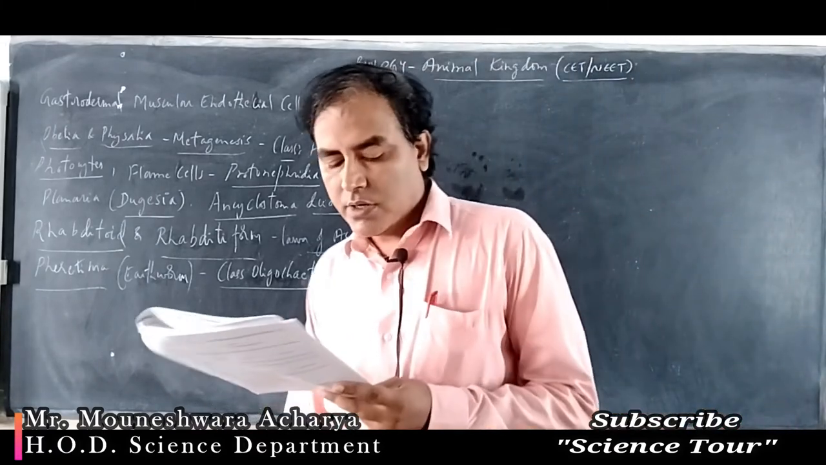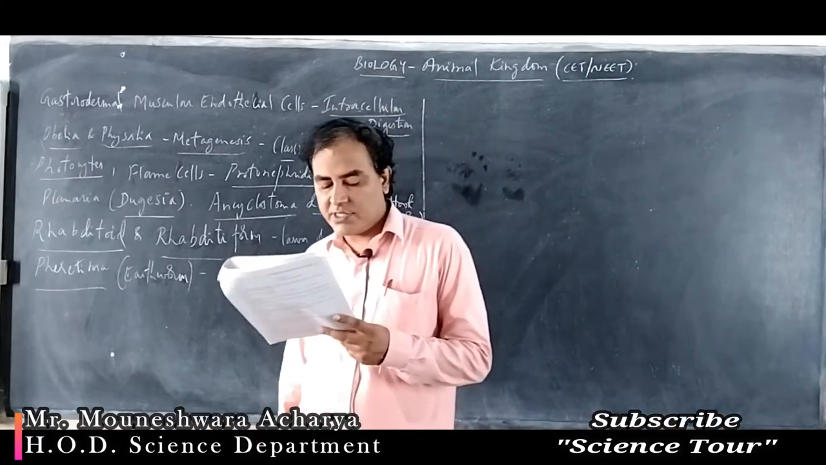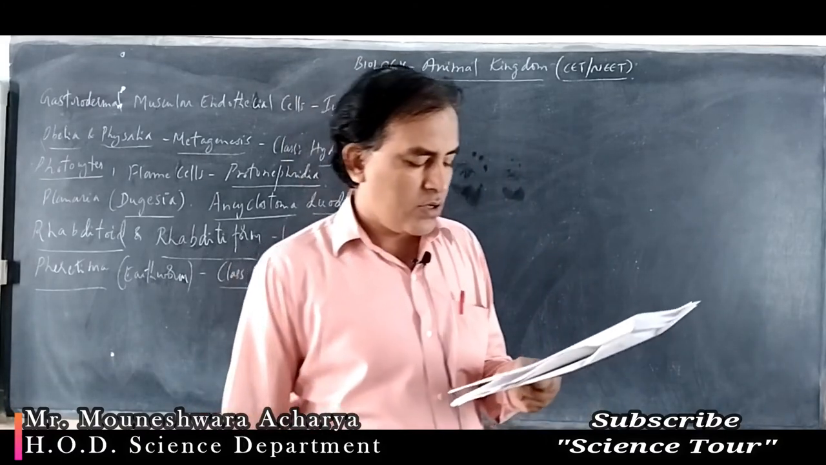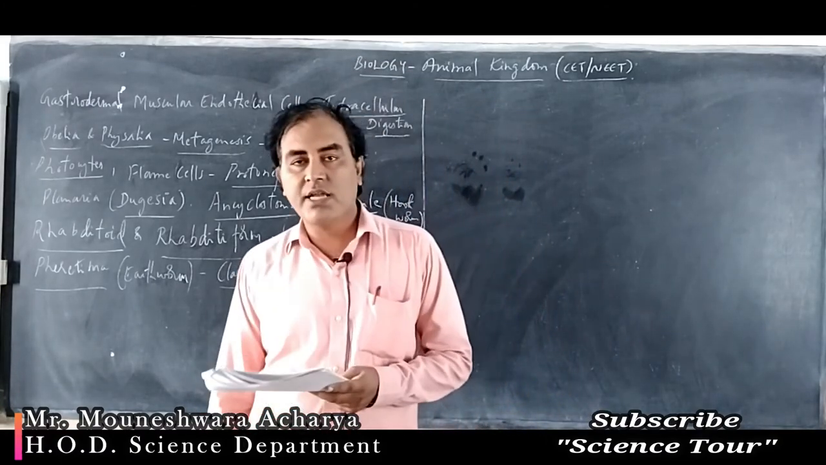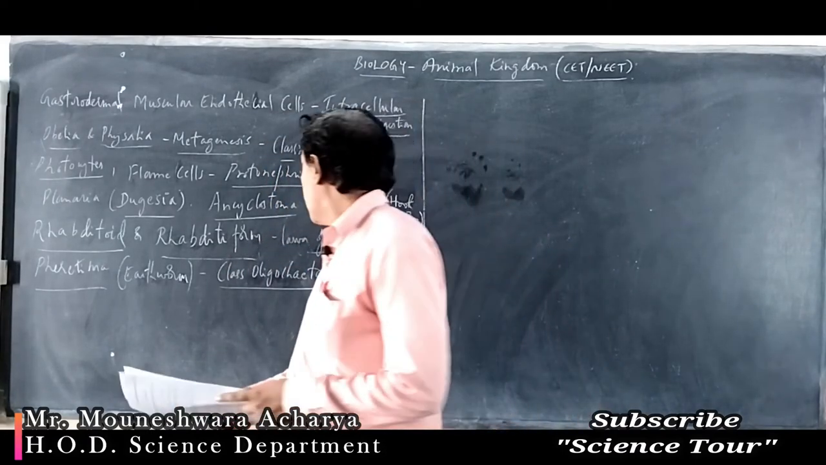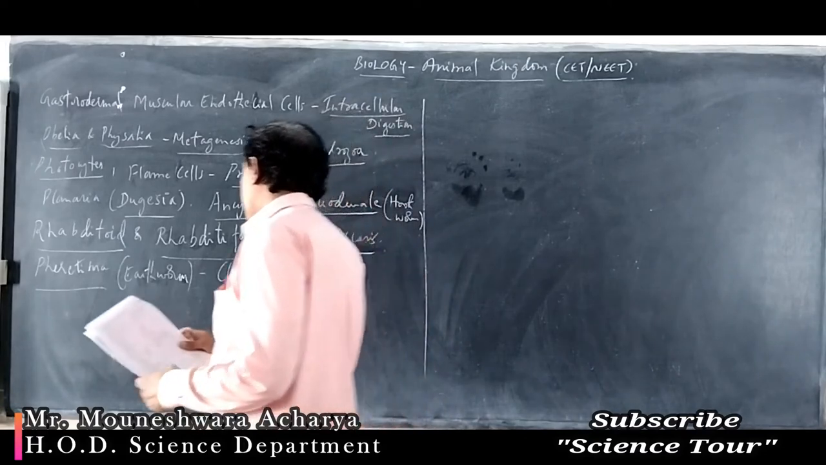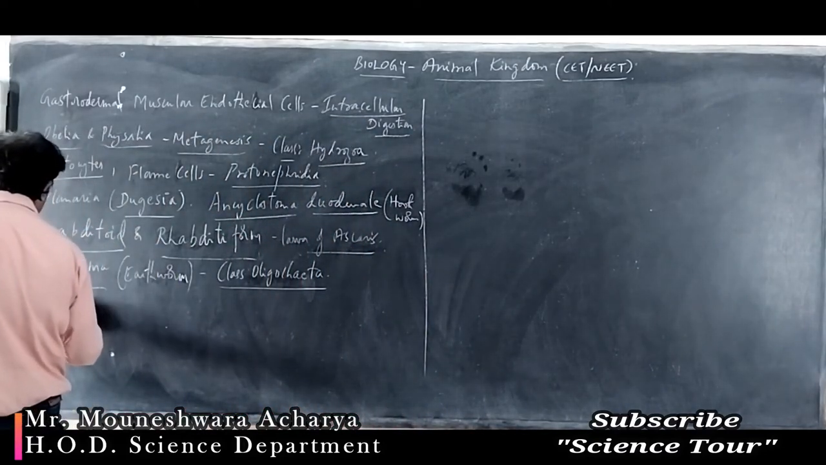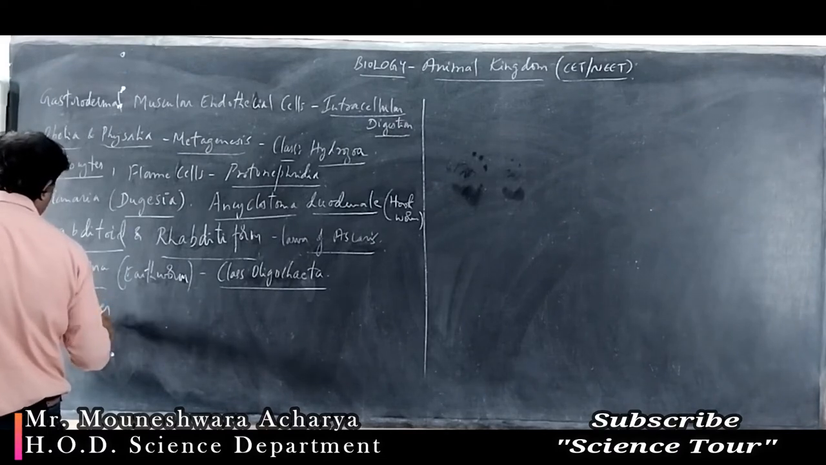Question number 42. Precious pearls are obtained from which of the following animals? You know pearl, right. So they are obtained from which animal? Pinctada vulgaris, that is the scientific name. It is commonly called pearl oyster. Pearl oyster is the common name, you know.